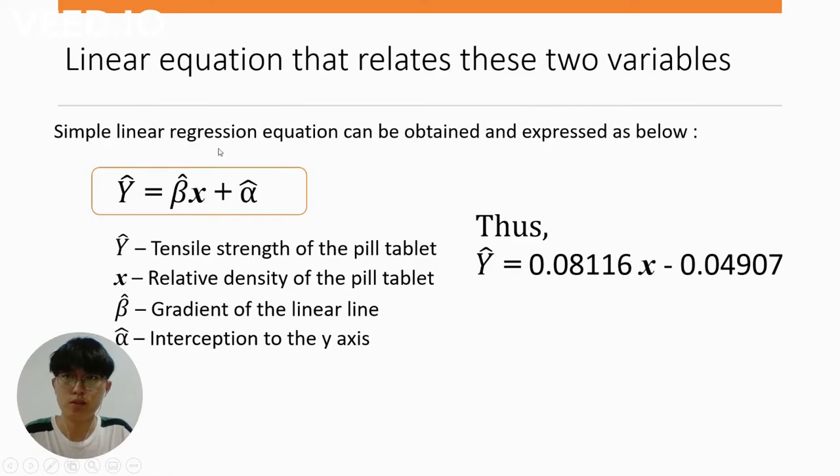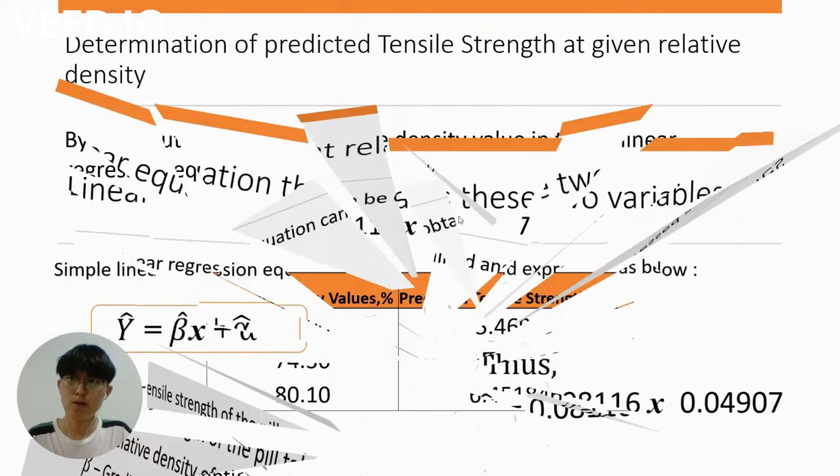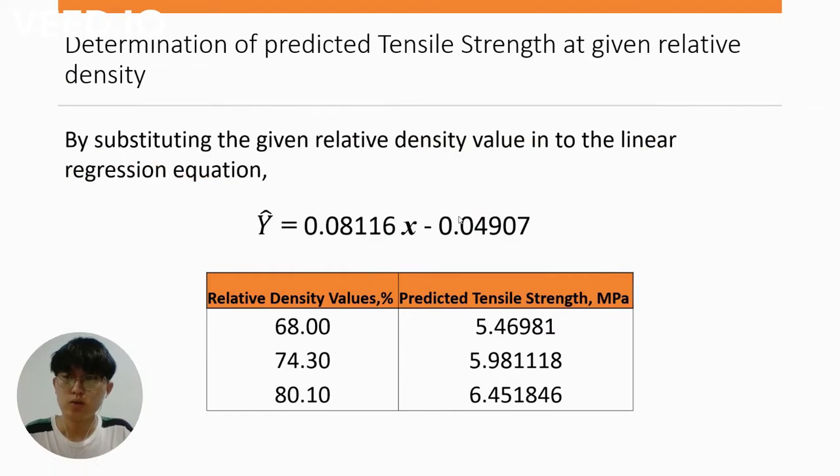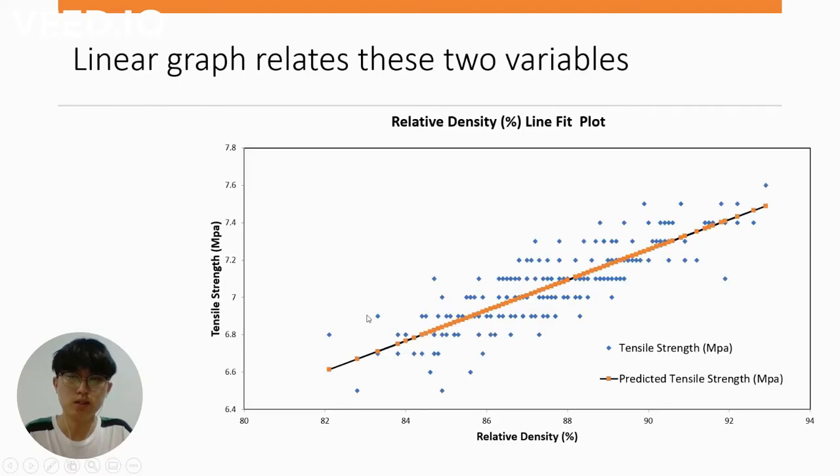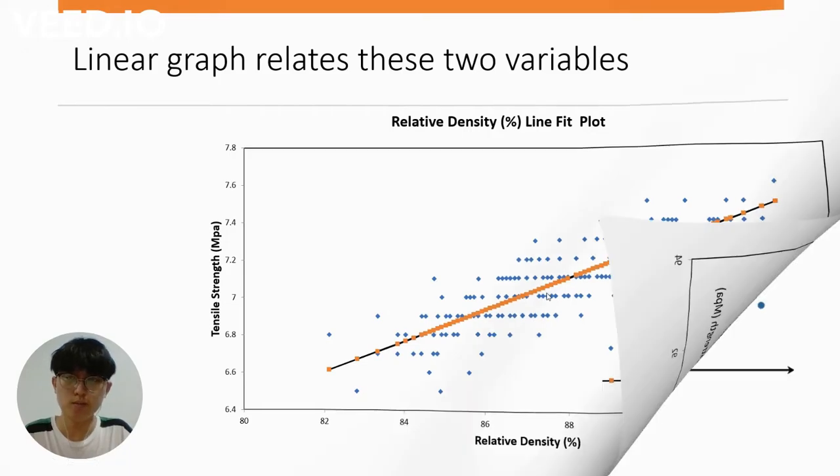The simple linear regression equation can be obtained as below. Substituting the alpha hat and beta hat obtained before, we get this equation. We want to determine the tensile strength at a given relative density, so we substitute the relative density value into this equation. This is the relative density line fit plot. The blue color is the tensile strength from the data sample, and the orange color is the predicted tensile strength.